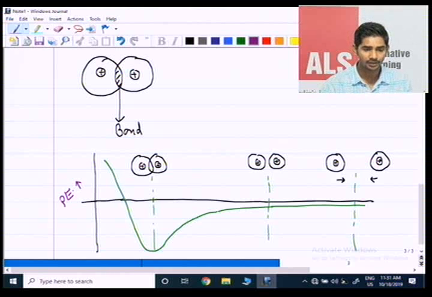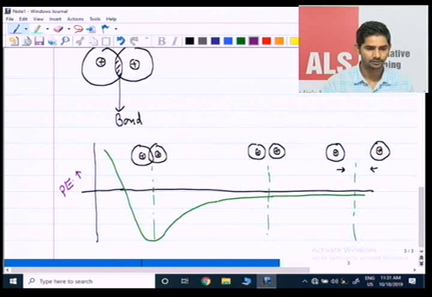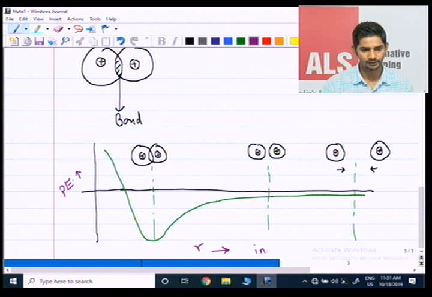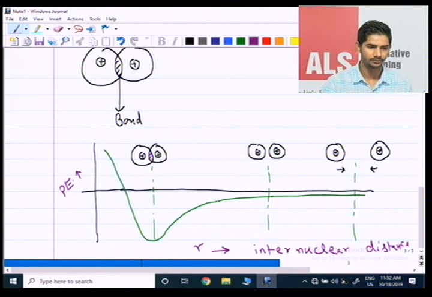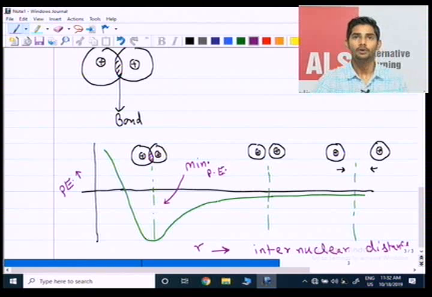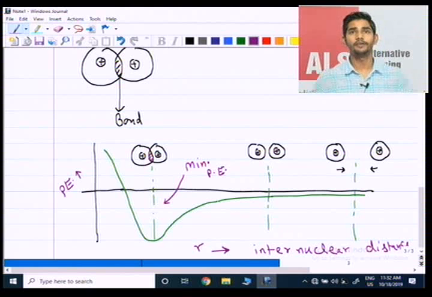Okay, and look at this. This is R, means internuclear distance. Okay, and this is our bonded state. And this is your minimum potential energy. Okay, so guys, this is the whole summary of the valence bond theory.